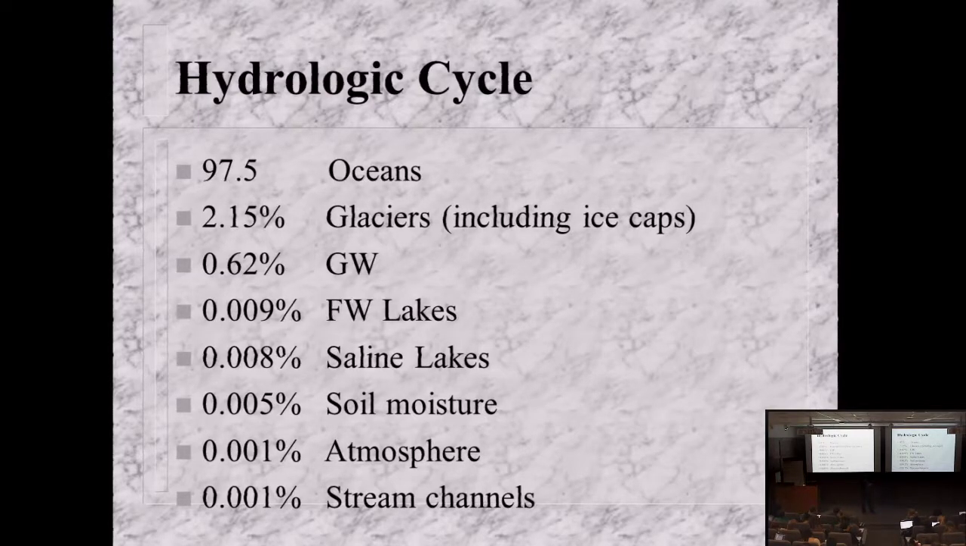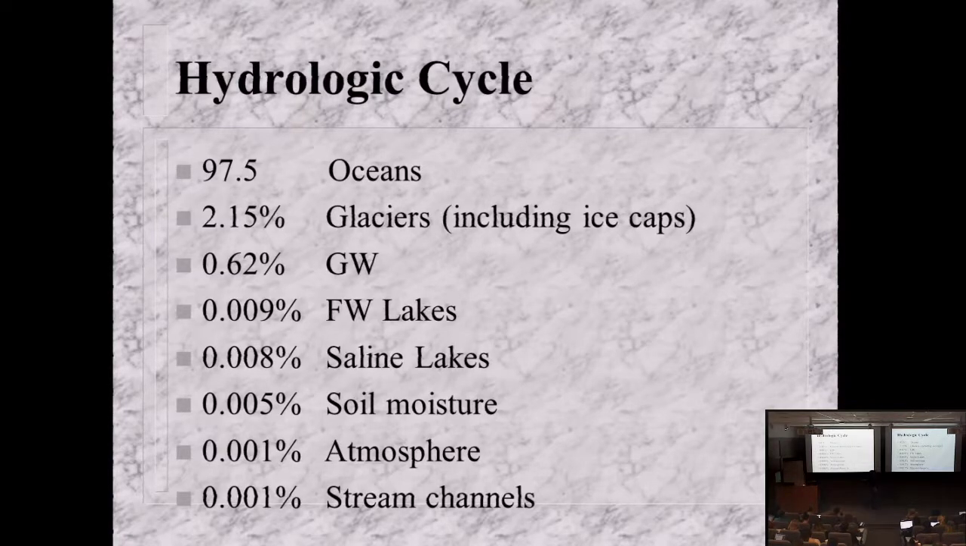Saline lakes, 0.008%. Soil moisture, that's the stuff up in the unsaturated zone that we'll talk about shortly, where there's water and air. Maybe you remember from our discussion of soil. There's water and air, and you can't make use of that. You can't draw that out in any way that's meaningful. So we have soil moisture, 0.005%.